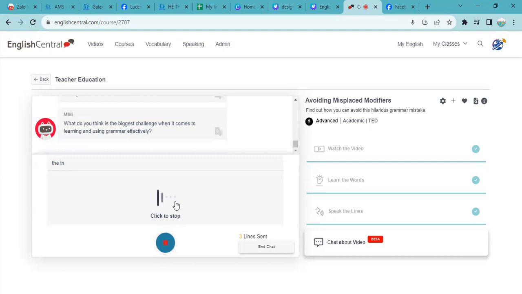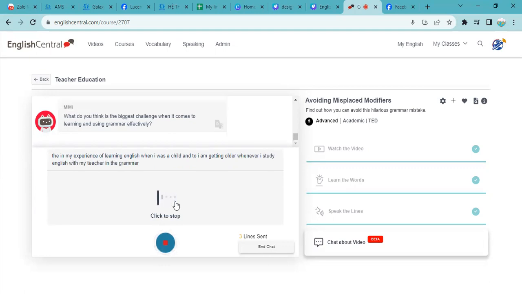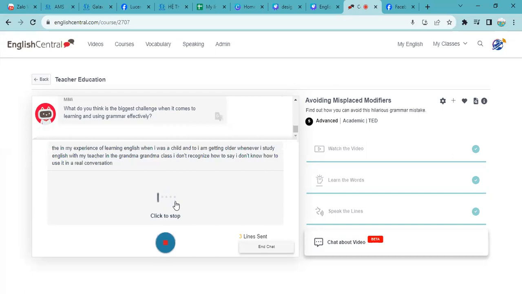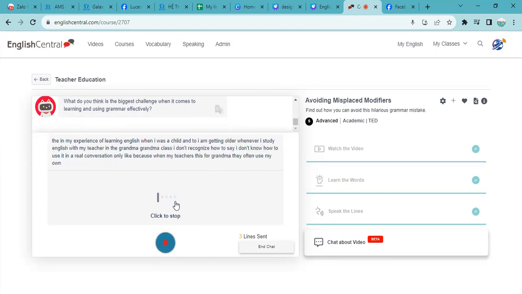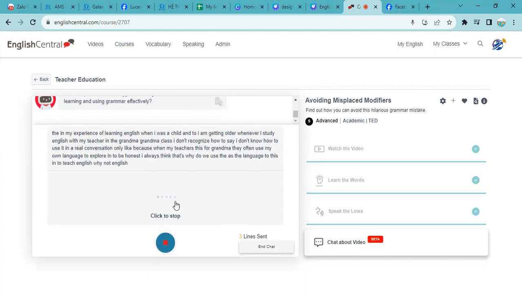In my experience of learning English, from when I was a child until I am getting older, whenever I studied English with my teacher in grammar class, I didn't know how to use it in a real conversation or real life, because when my teachers taught grammar, they often used my own language to explain. To be honest, I always thought, why do we use another language to teach English? Why not English? The problem is when the teacher uses English, the student may not understand it.